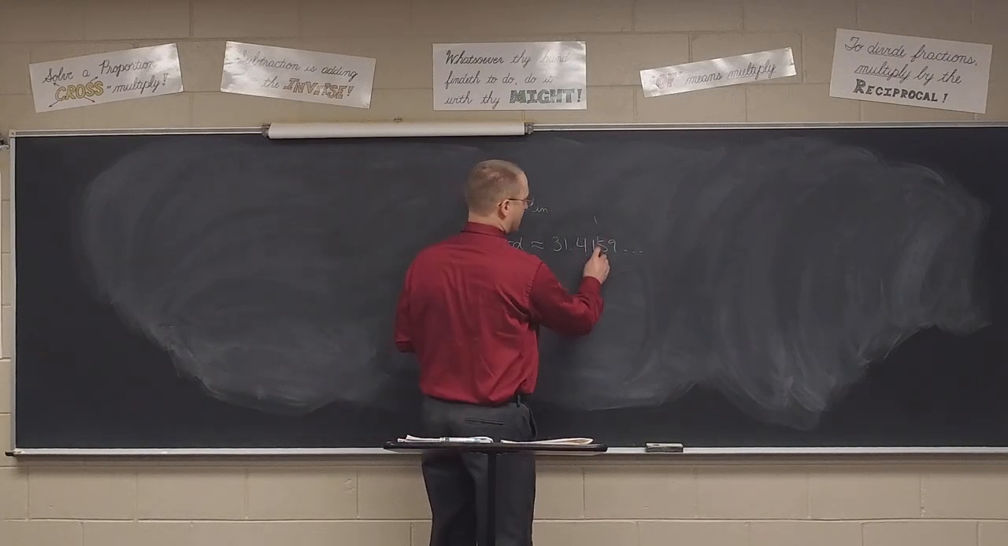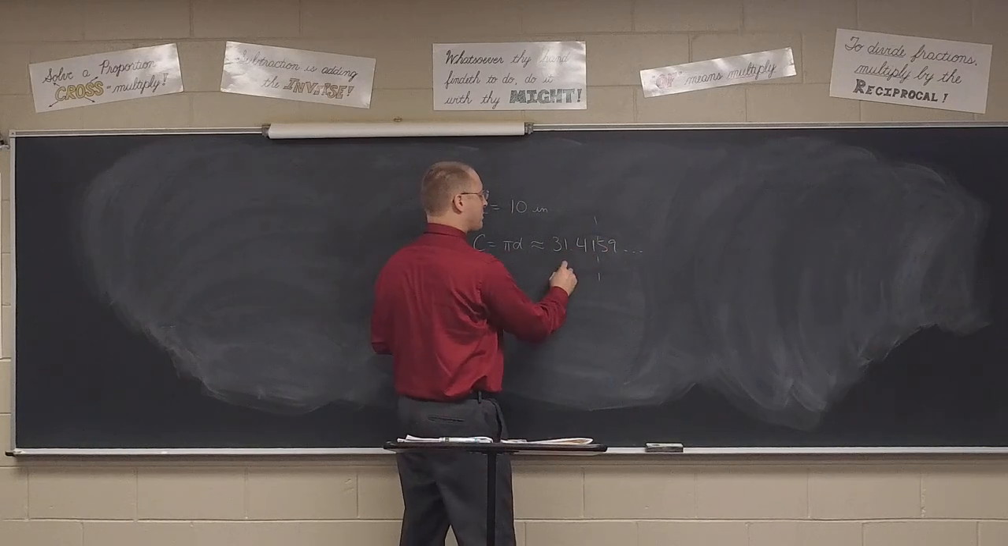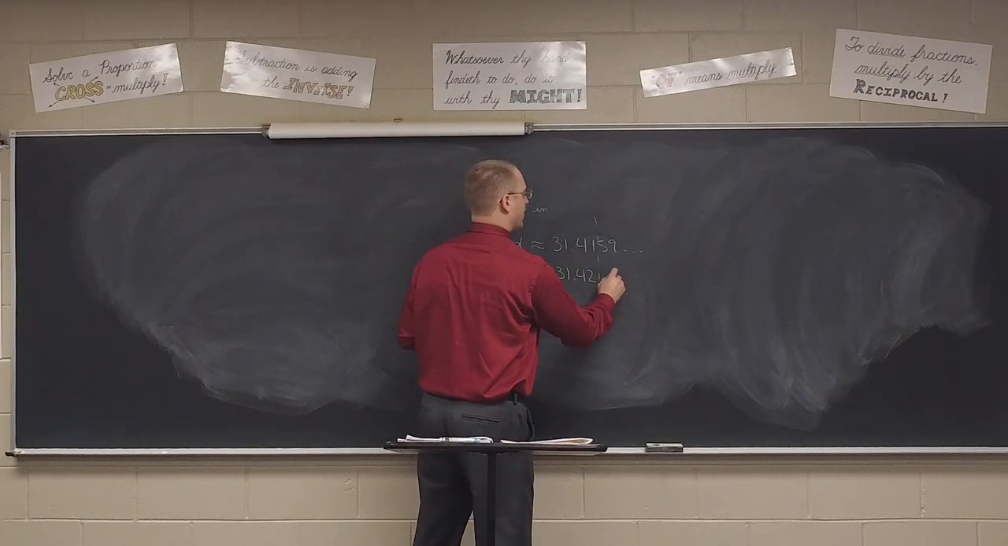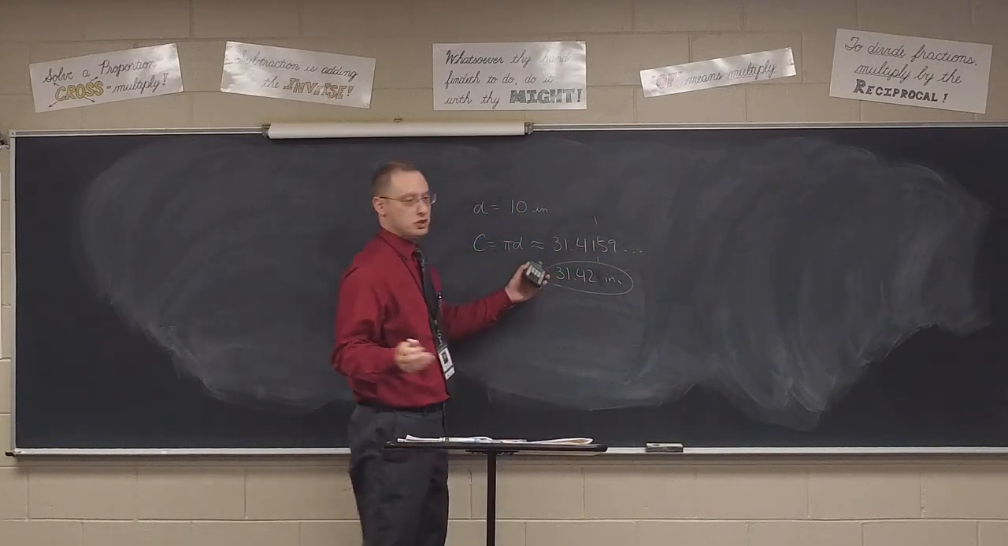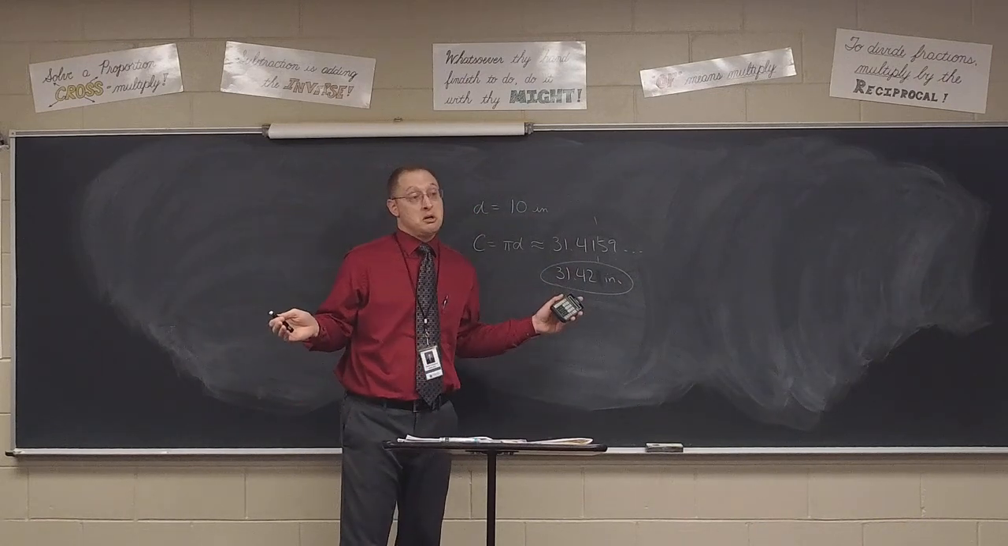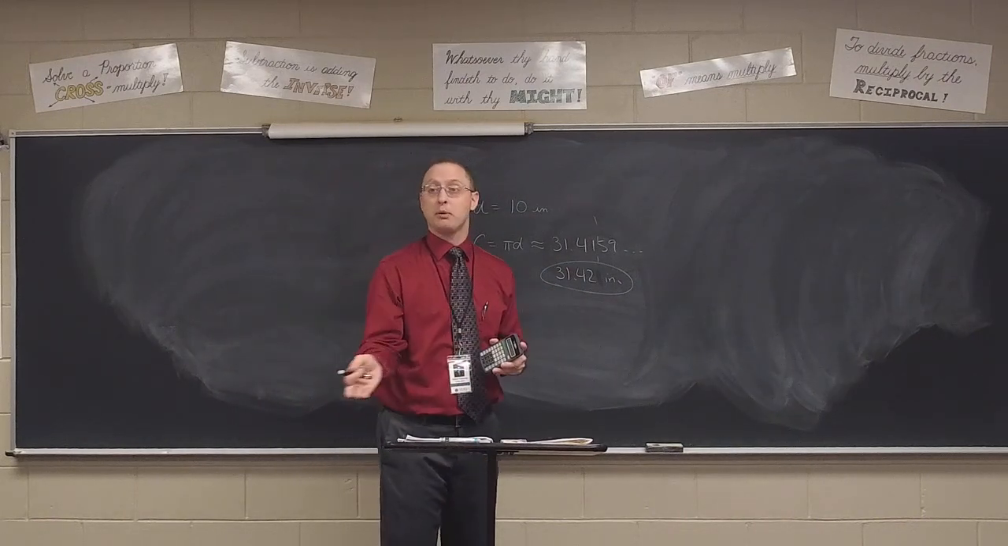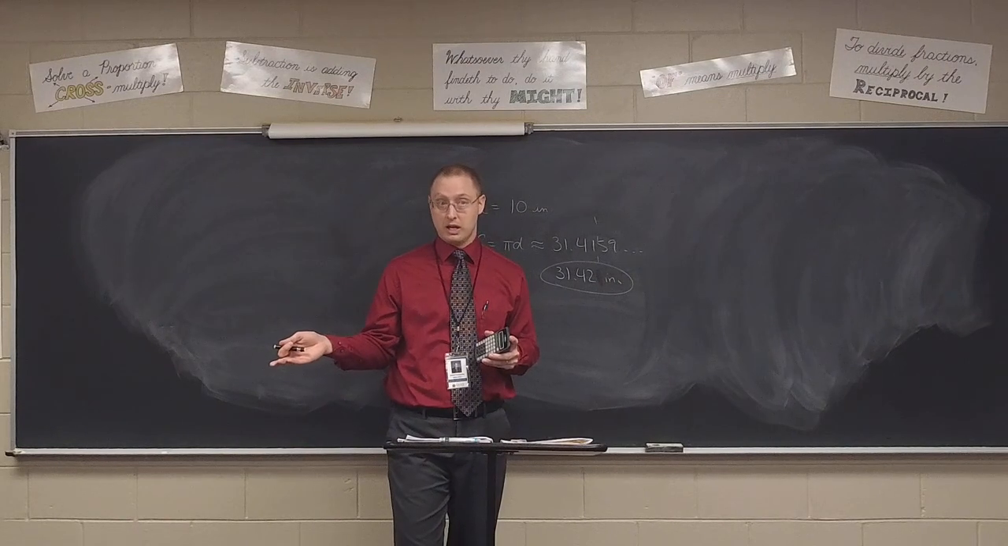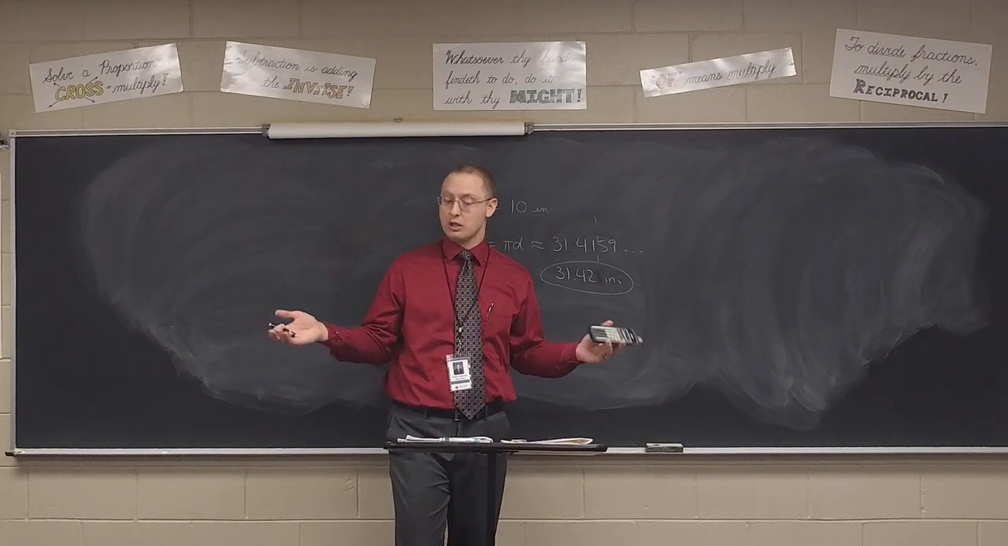Well, let's see. 2 decimal places, 5. Does that bump it up? Yeah, it bumps it up. 31.42 inches. But you could do that on your own. That's not that hard. But when you have 8 problems, you all have to round to the same anyway. Why not let the calculator do it for you?